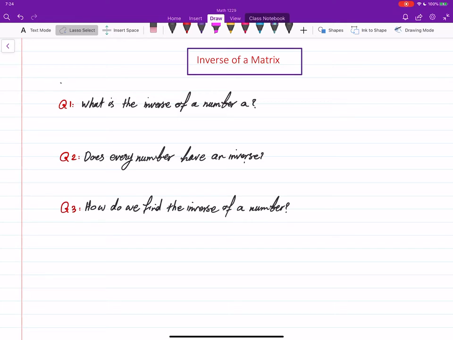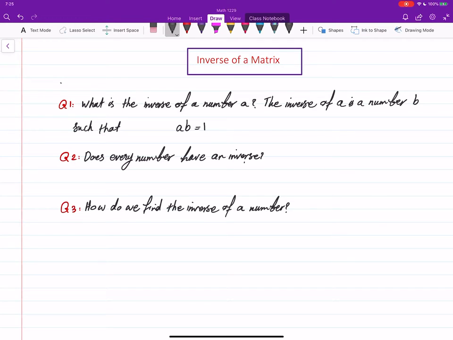One is, what is the inverse of a number A? You know what an inverse is. For example, the inverse of 2 is 1 over 2. The inverse of 3 is 1 over 3, and so on. But what is the property which defines the inverse? If you look carefully at the inverse of numbers, you will see that the inverse of A is a number B such that when you multiply A by B, you get 1. That is what the inverse means.